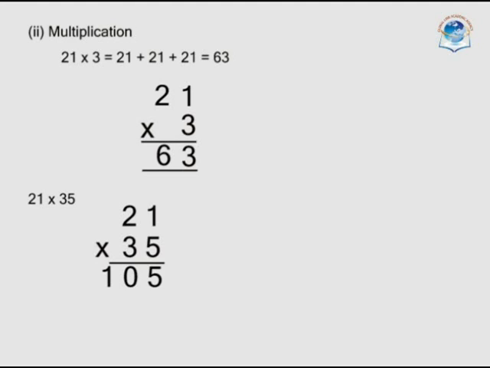Then we multiply by 3. 1 times 3 is 3, and we write it down aligned with 3 here. Then 2 times 3 is 6. Then we add these 2 and we have our answer.